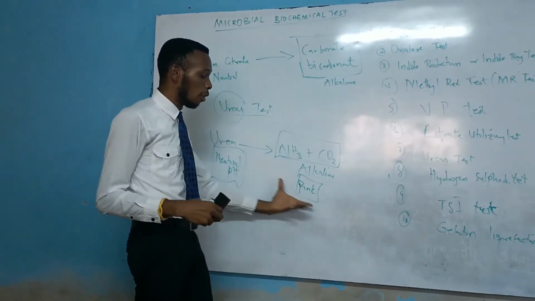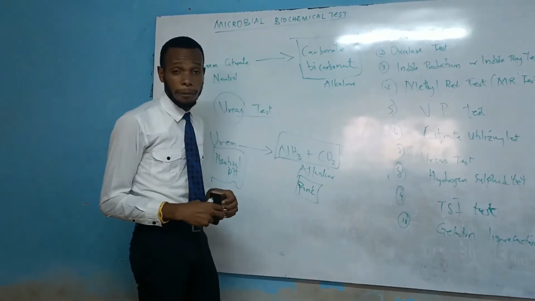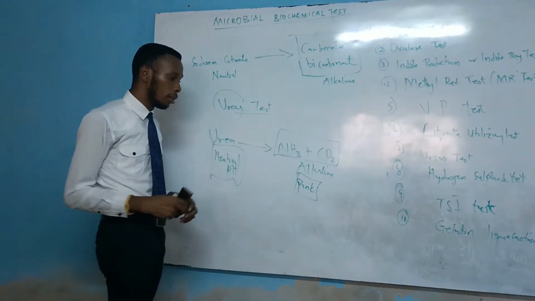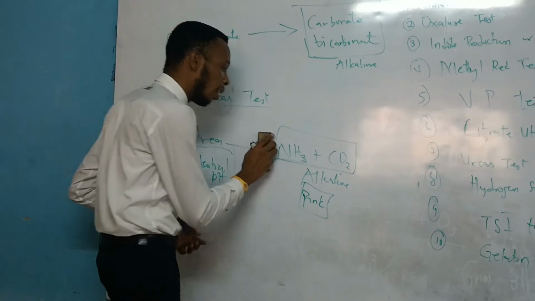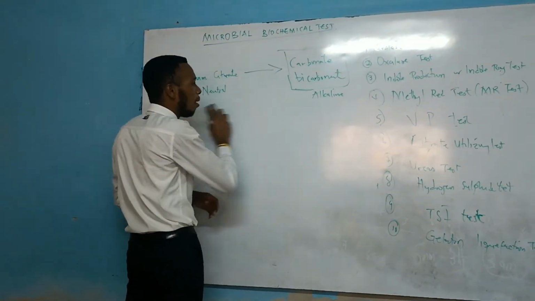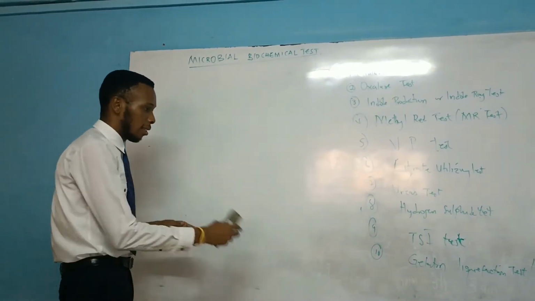If there is a production of a pink color, it easily tells us of what? There is a production of ammonia and CO2, which has changed the neutral pH of the urea to alkaline. So basically, that is what we have in the urea test for microorganisms. Now let's look at the hydrogen sulphide test.